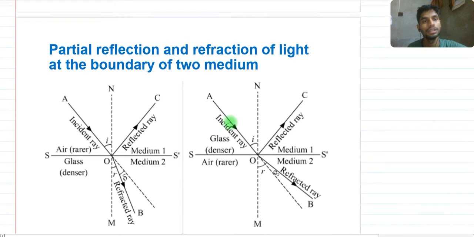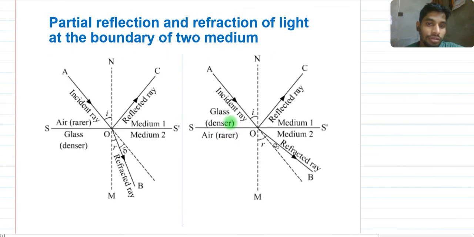Now let us understand the partial reflection and refraction of light at the boundary of the medium. Partial refraction means when light is incident from one medium to another medium, it is not completely refracted or completely reflected, but partially refracted and partially reflected. Let me show you one animation.